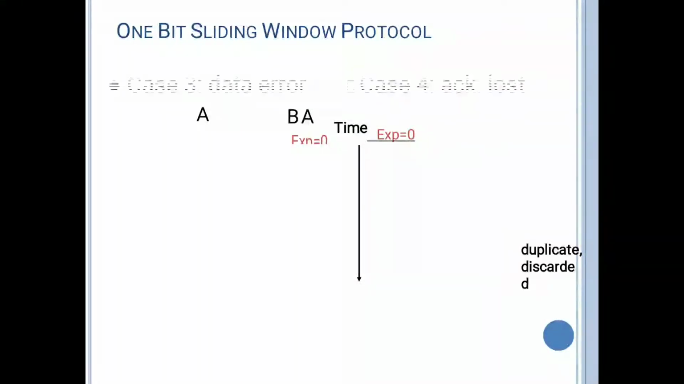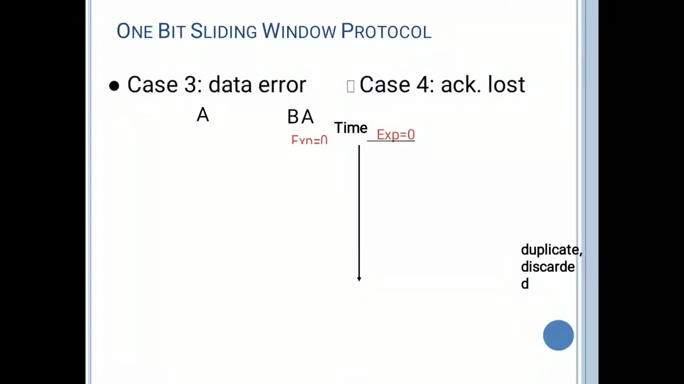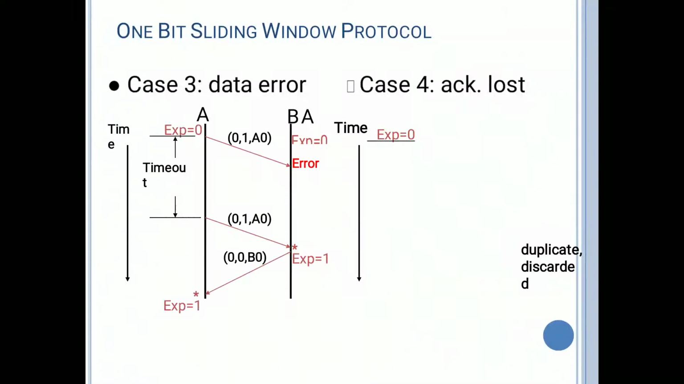Now coming to the third case: data error and acknowledgement lost. Acknowledgement lost is the next case. We will see what data error is. In the previous case, data lost, the data was completely lost. But here a data error is there. Then how will it transmit? Here the sender sends the data, that is 0, 1, A0. It is received by B.